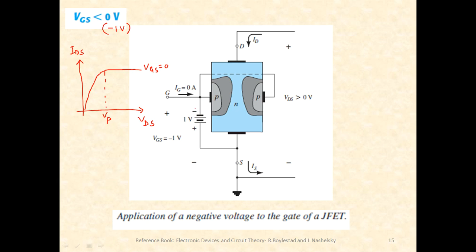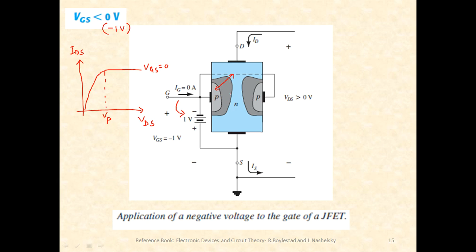The reason is, if I reduce VGS, then this PN region will get more reverse biased when compared to the situation when gate to source was 0 volts, right? In that situation also this PN junction was reverse biased, but now if I further reduce VGS from 0 to minus 1 volts, then the reverse bias is strong enough.